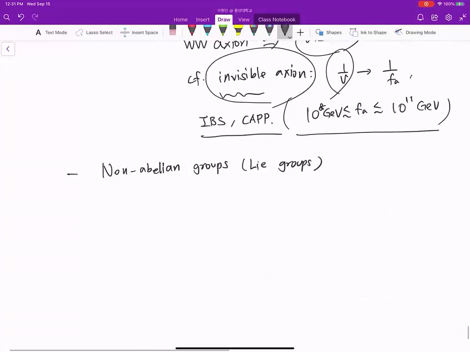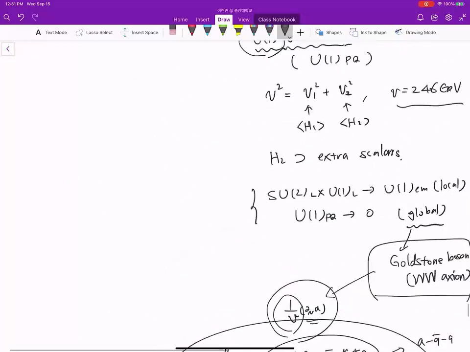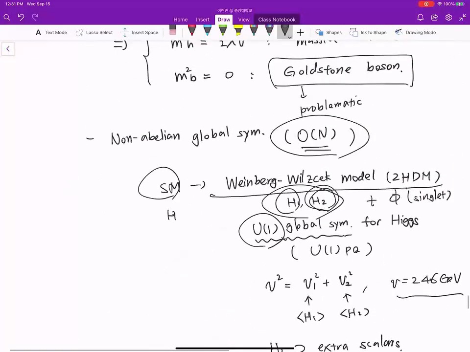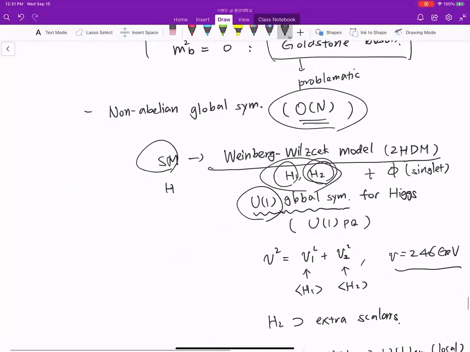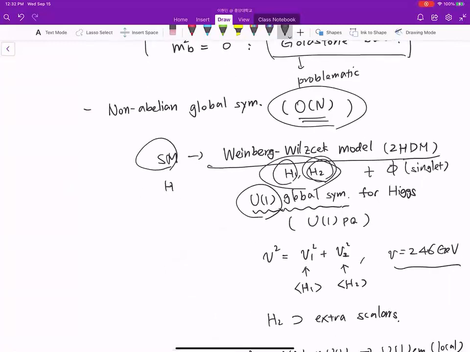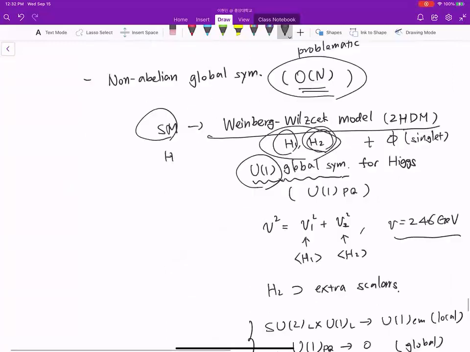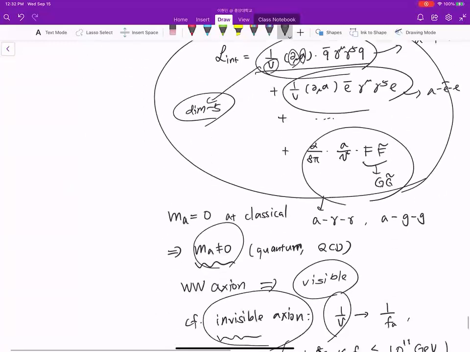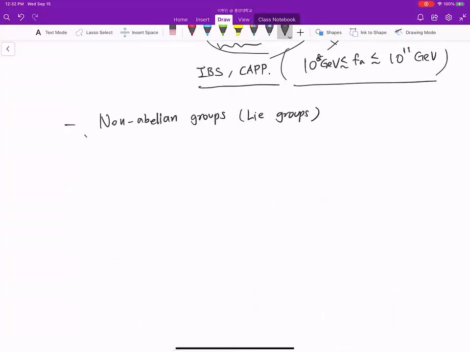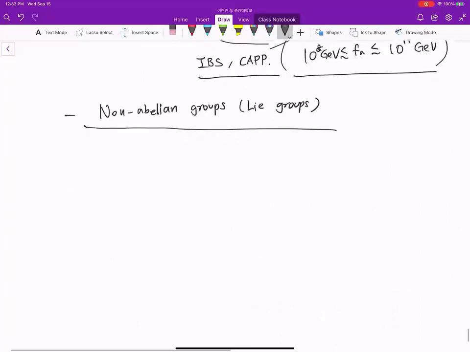So there are several candidates. Actually, I was about to tell you another group which may exist, so non-abelian groups, Lie groups. As you remember, the Lie groups are a kind of groups.